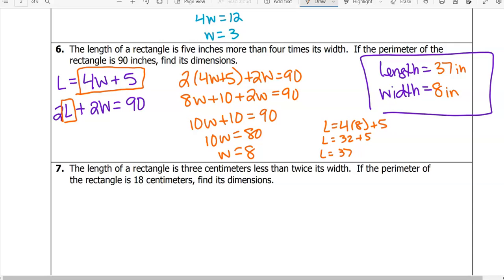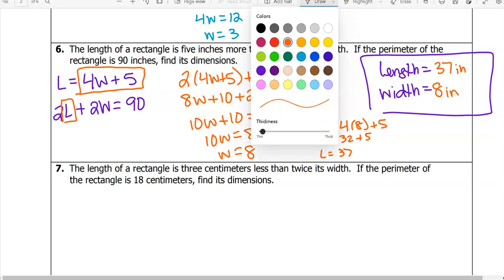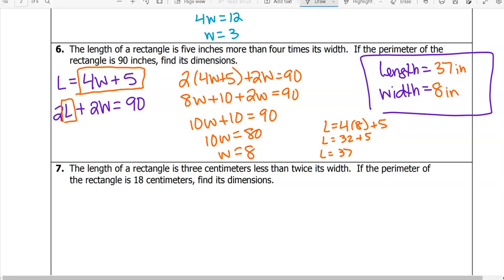All right, I'm going to help you get the next one set up, and I'm going to let you finish it. The length of a rectangle is 3 centimeters less than twice its width. If the perimeter of the rectangle is 18 centimeters, find its dimensions. Okay, so let's set it up. What is my length going to equal? Good. 2W minus 3. How did you know to subtract this time?